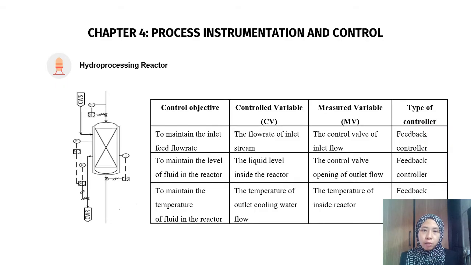In Chapter 3, we are going to discuss the process instrumentation and control. Instrumentation and control are very important and can be considered as the heart of any process plant to operate safely and efficiently. For the hydroprocessing reactor, we are using 3 feedback controllers to maintain the inlet feed flow rate, to maintain the level of fluid in the reactor, and to maintain the temperature of fluid in the reactor.